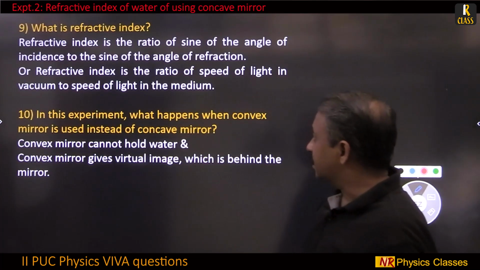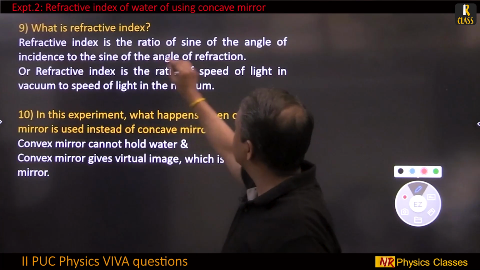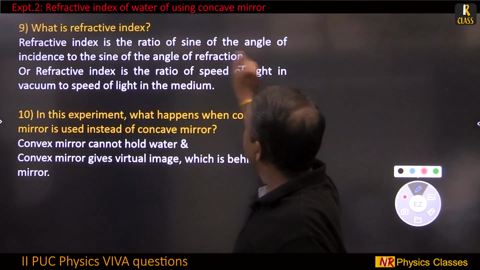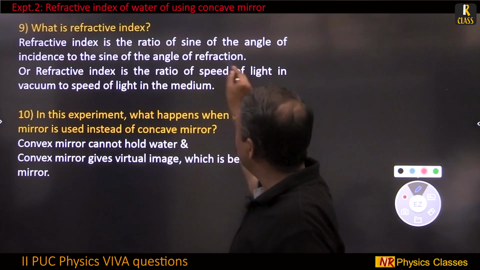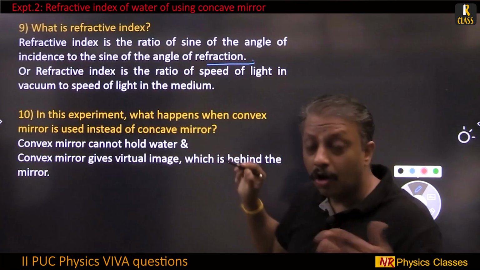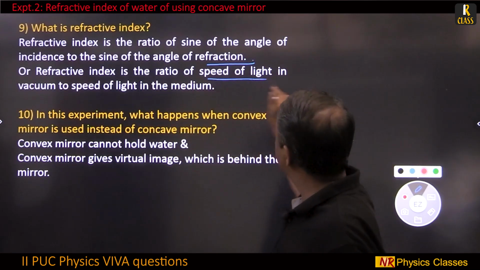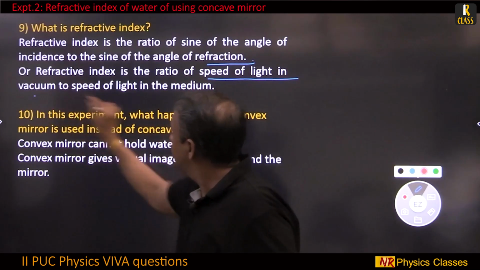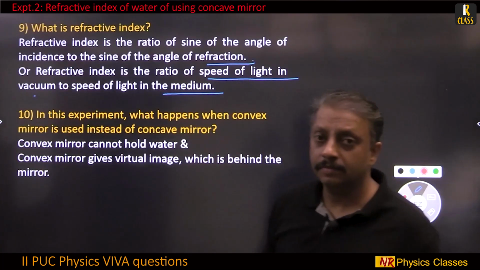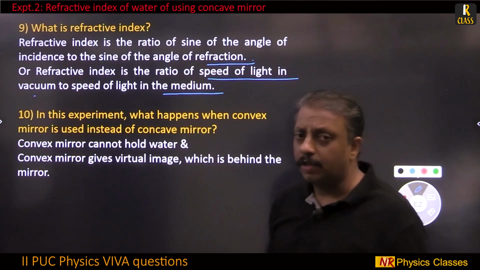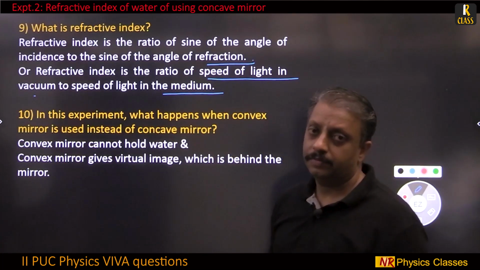What is refractive index? Refractive index is the ratio of sine of the angle of incidence to sine of the angle of refraction. Or in terms of speeds, refractive index is the ratio of speed of light in vacuum to speed of light in the medium. In either way you can give, or you can give both, or any one.